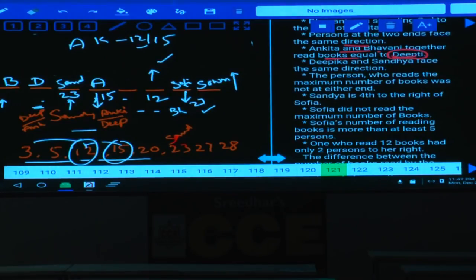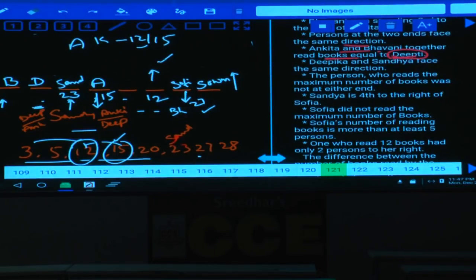If Ankita is 15, then Bhavani: 15 plus how much is this one? 15 plus 12 is 27, but 27 is read by Sophie, so that possibility is ruled out. 15 plus 3, 18 is not there. 15 plus 5, 20 is there or not? 15 plus 20, 35 is not there.